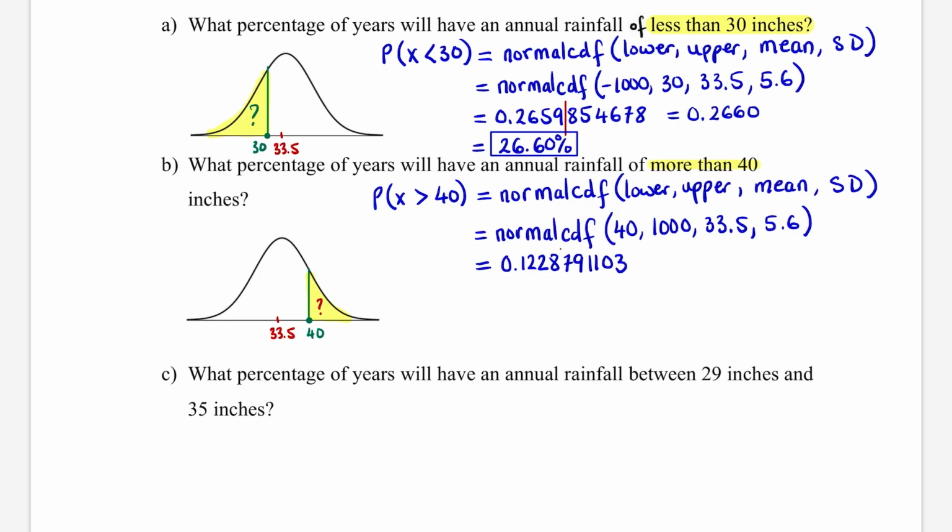Let's round this to 4 decimal places. This digit is 7, so I round up to 0.1229. And I'll convert that into a percent. So that is 12.29%. If the question only asks for the probability, you can leave your answer as a decimal. But in this case, they were asking for percentage. So that's why I have to convert that into a percent.